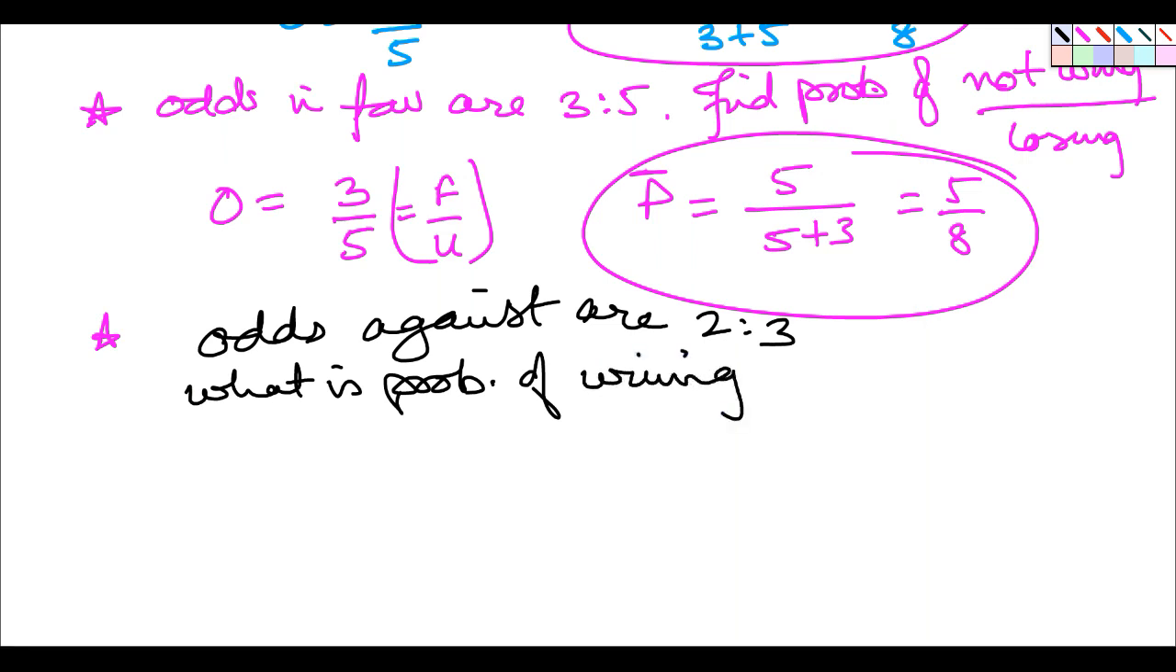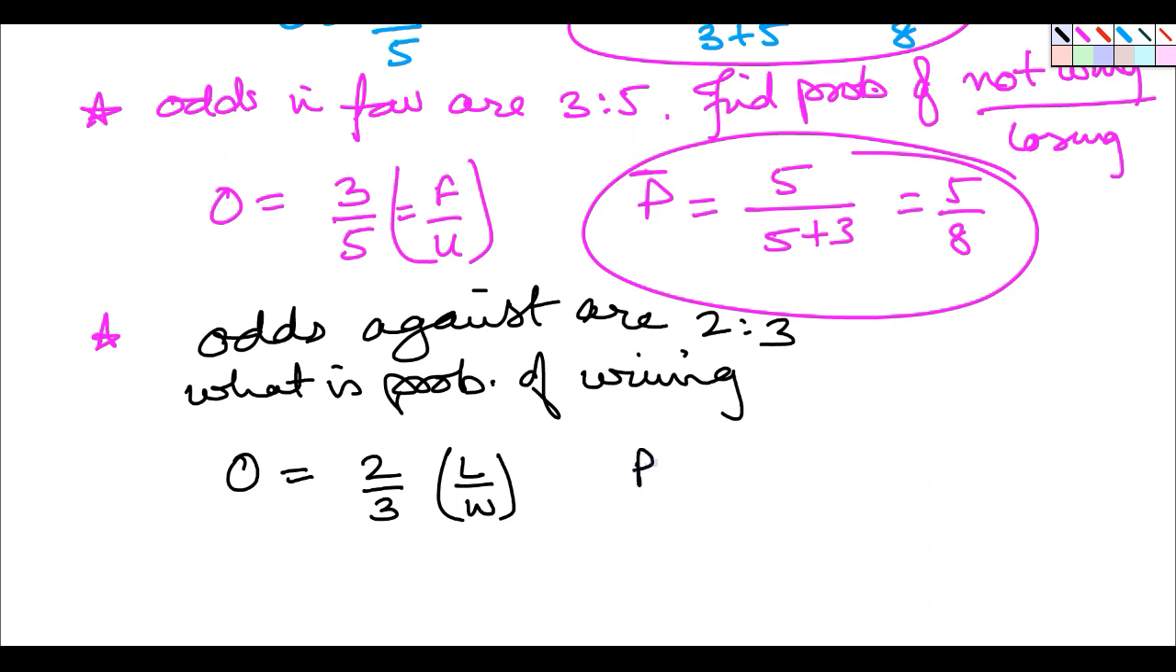Now odds against are 2:3. What is the probability of winning? Odds against are 2:3, against meaning losing and winning. These are against odds, so it will be losing and winning. If odds against are 2:3, what is the probability of winning?